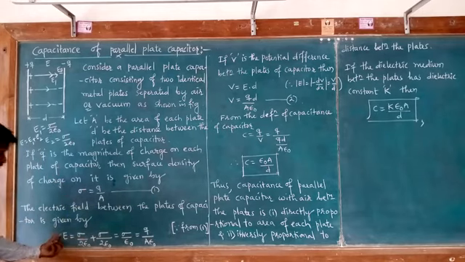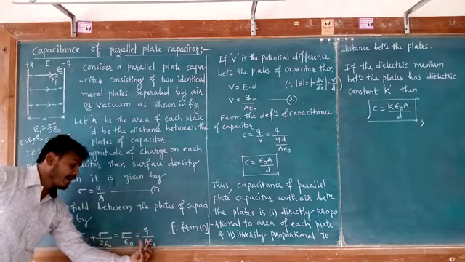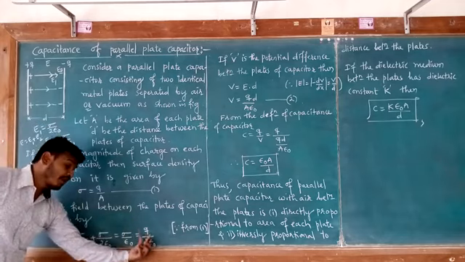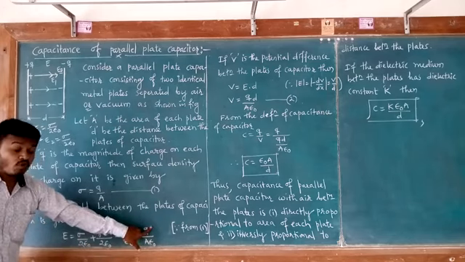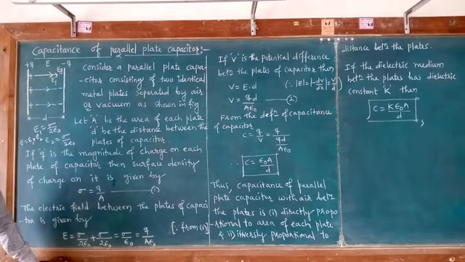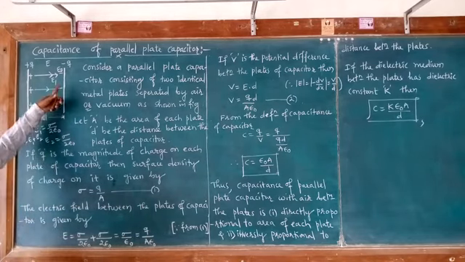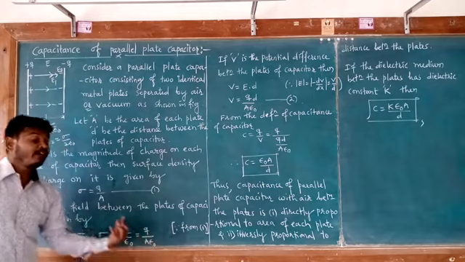Therefore, the net electric field between the two plates of the capacitor is given by Q divided by A epsilon naught, or Q divided by epsilon naught multiplied by A, where A is the area of each plate, Q is the magnitude of charge on each plate of the capacitor, and epsilon naught is the free space permittivity, because we have considered the medium between the plates of the capacitor is air or vacuum. That is why we have taken epsilon naught.